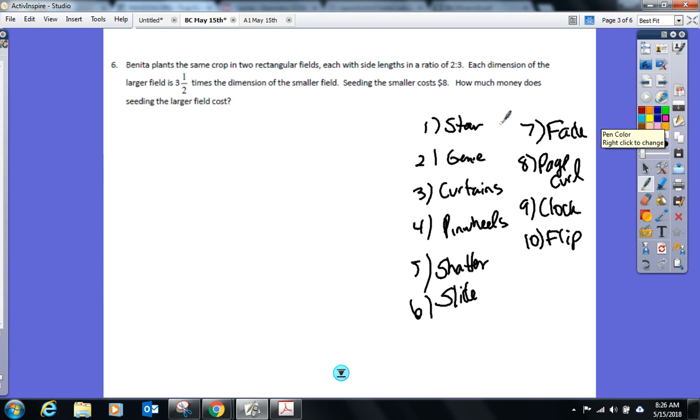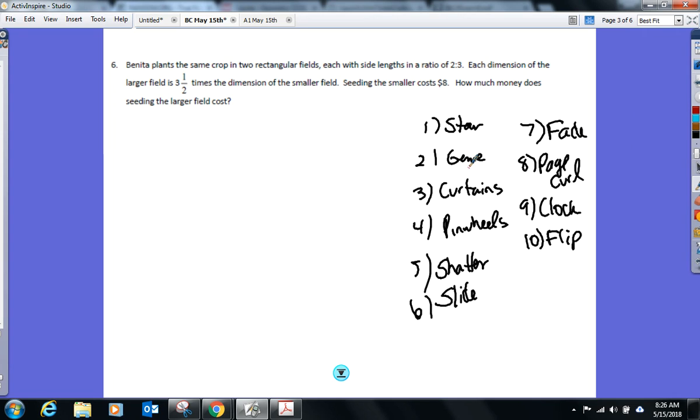Stars. Any stars in the house? Stars? Nope. Any genies in the house? We got a genie. Another genie? Got two genies. Curtains in the house. Pinwheels. Shatters. Slides. Fades. Curls. Clocks. Flips.